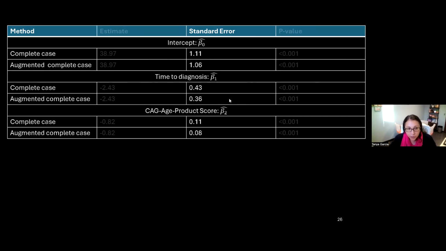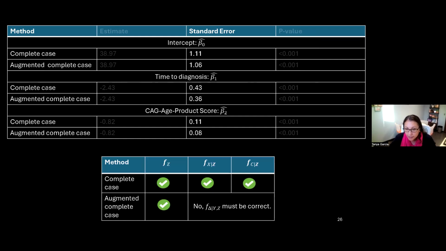Finally, we had these 2 other methods called a complete case and augmented complete case. The augmented version is supposed to have smaller variance, supposed to have smaller standard errors. And if you compare the augmented numbers to the regular numbers, indeed, these numbers are smaller than these ones consistently. Now, the augmented complete case also has some sensitivities. You need to correctly model this distribution.